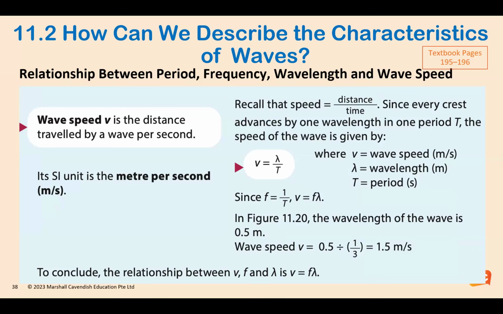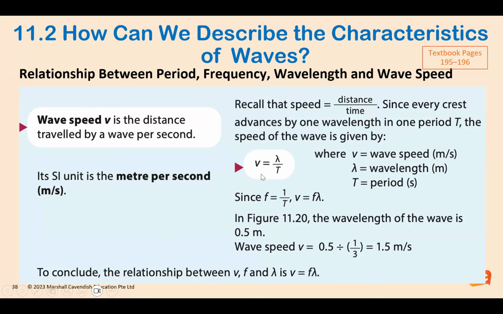Again, the SI unit will be meters per second, but depending on the units used, if you find the wavelength in terms of cm and the time in terms of seconds, it can be in cm per second. If you find the wavelength in terms of meters and the time in terms of hours, it can be meters per hour. So the speed can be in different units, but the SI unit is obviously meters per second.